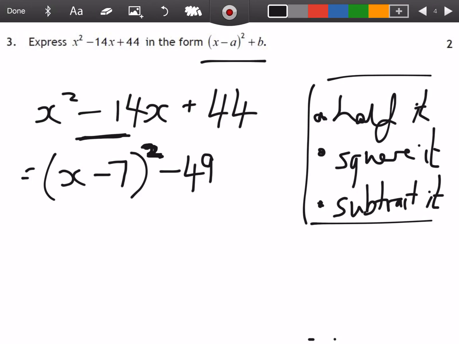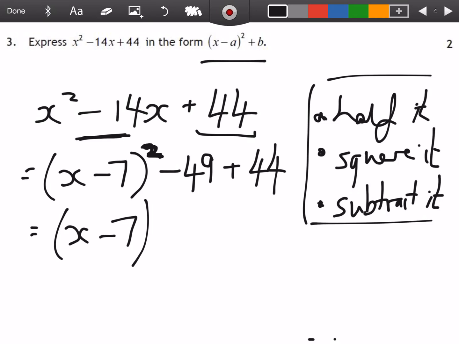Doesn't matter if that was a plus 7 in the bracket. Positive 7 squared also gives you 49. You still subtract it. And don't forget this wee plus 44 is still part of the question. The final answer for 2 marks is x minus 7 in a bracket squared. Collect these two together. Negative 49, add on 44 is negative 5.